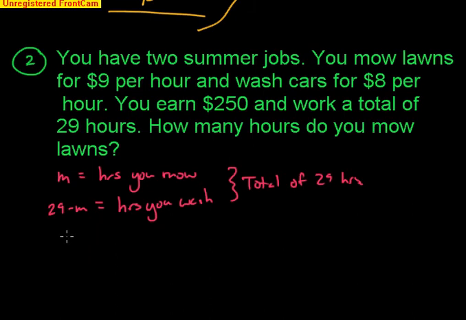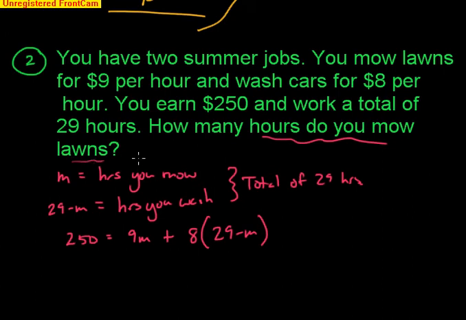So you earn a total of $250. You mow lawns at $9 per hour for m hours. You wash cars $8 per hour, and the number of hours you work are the total hours minus the hours you mow. And again, we let m be the hours you mow because that's what you want. How many hours do you mow lawns? You want that as your answer. So let that be your variable.